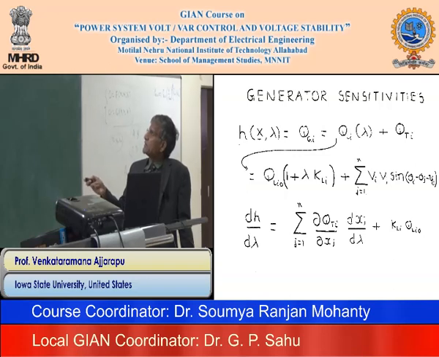So dh by d lambda, then you have dou qt by dou xj, right? And dxi by d lambda, and kl, because if I differentiate that, kli qli is 0, and this is the differentiation of it. And these two I already know. Only thing is I need to know the differentiation of this. Generally you are doing that already. You have that.